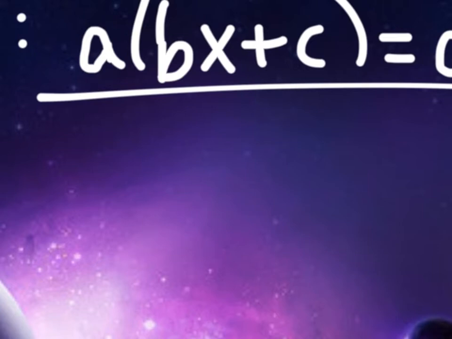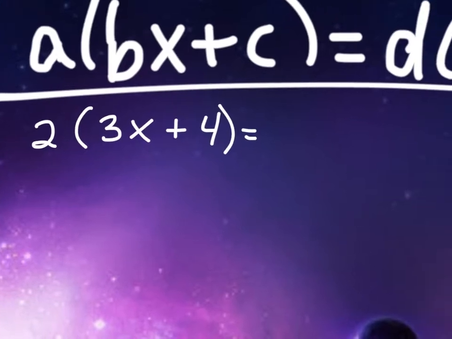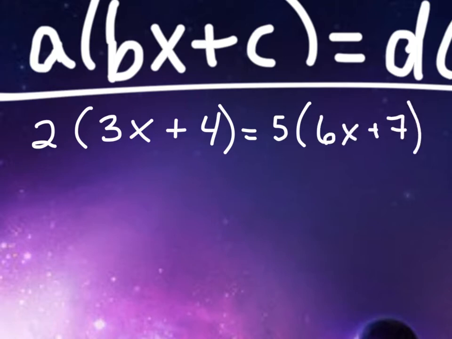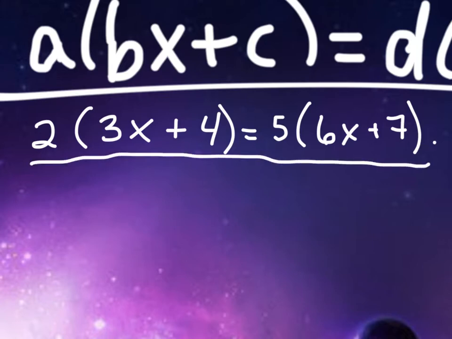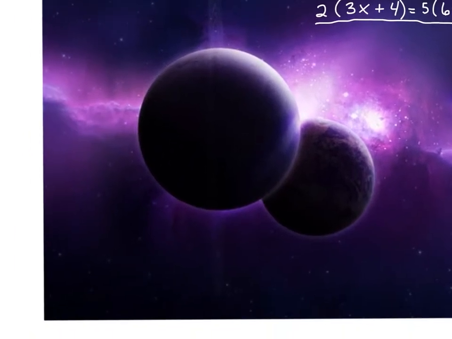For example, let's say A has a value of 2, B has a value of 3, C has a value of positive 4, D has a value of 5, E has a value of 6, and maybe F has a value of positive 7. So there's an example of the type of question we'll be working with. And I think I'm going to start off right away with question 1 from the handout.